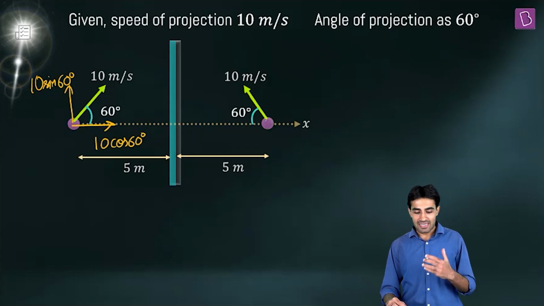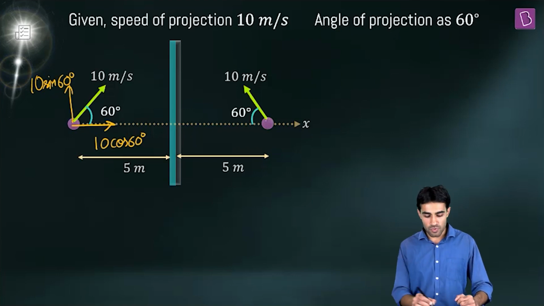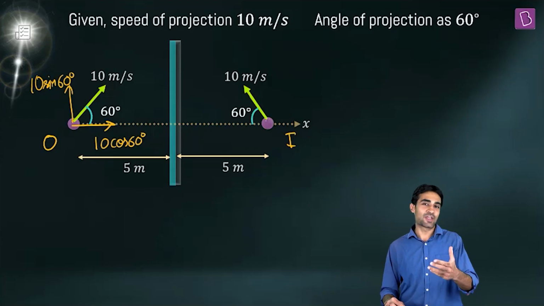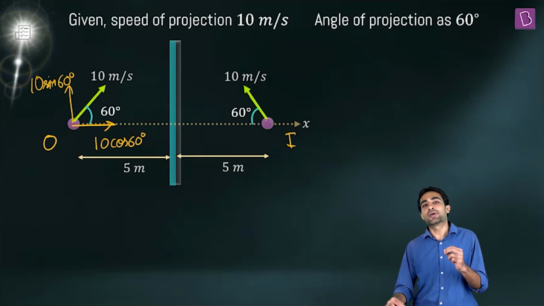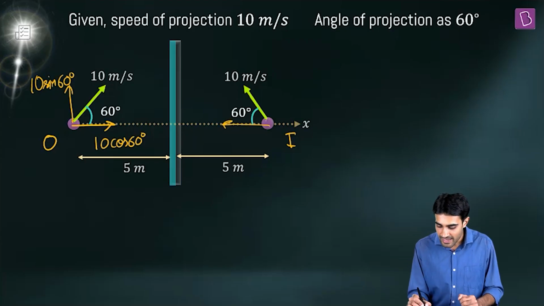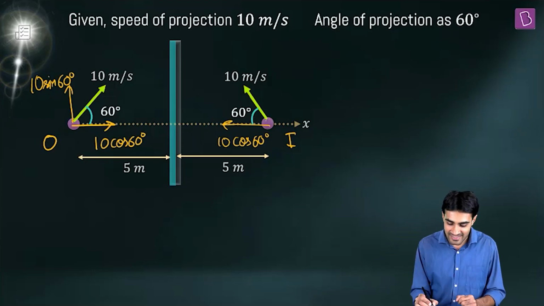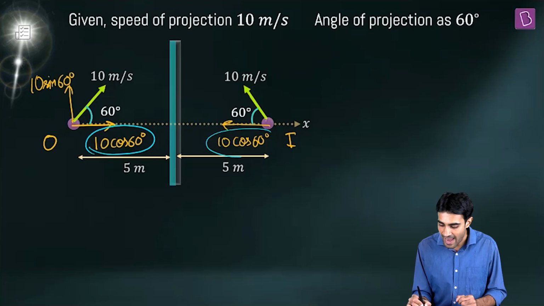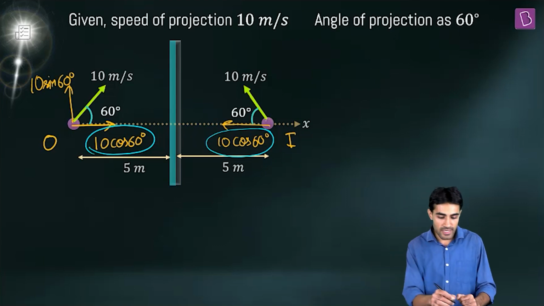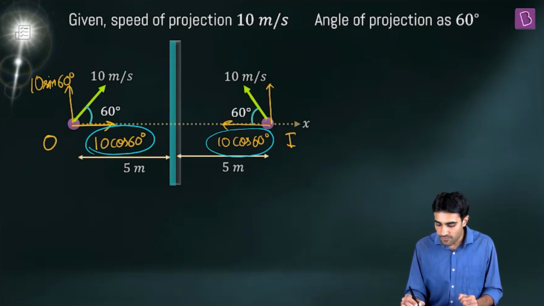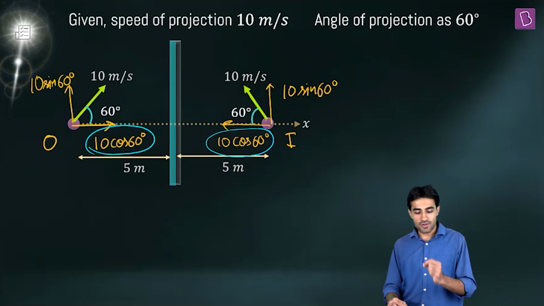Now, let's talk about the image. We have taken this as our object and this will be our image. What about the image? One component of velocity, which is perpendicular to the mirror, will be u cos 60 degree, but we have reversed the direction. The magnitude was the same, but the direction is reversed. And what about the other component? The other component will be the same. It will be u sin 60 degree. It is the same for the image.